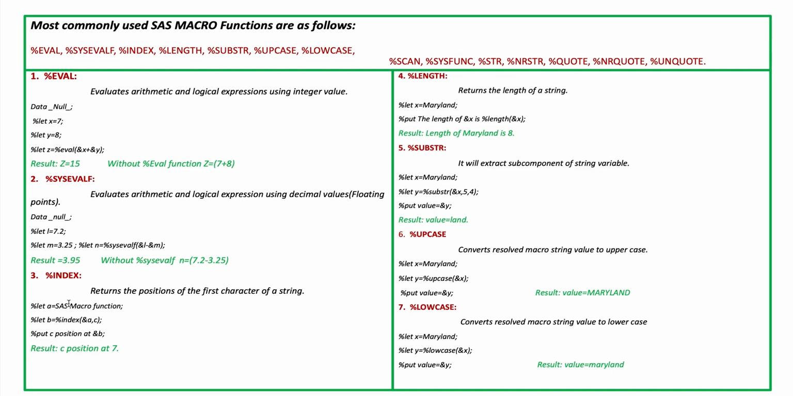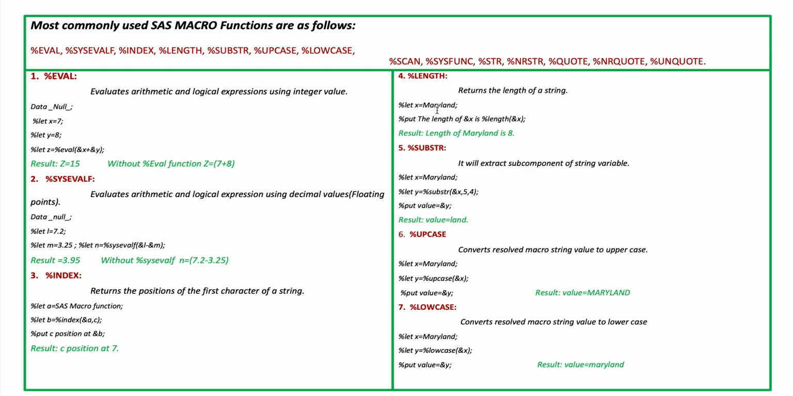When we run this code, we will get the value of b equal to 7. That means the 7th position indicates the character c. Let me check that one. First position, second, third, fourth, fifth, sixth, and 7th. This is the first character c, and its position is the 7th position. Number 4, %length. It returns the length of the string.